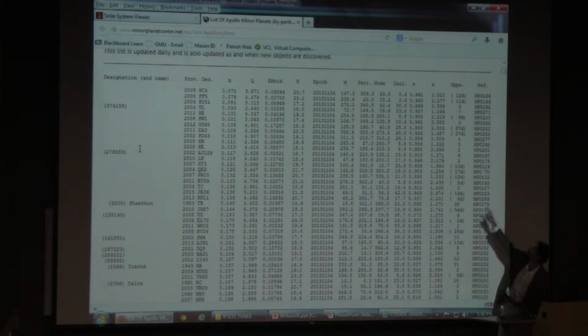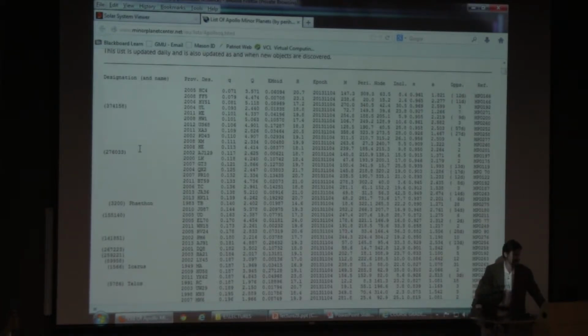Okay, so we have some columns that are kind of easy to read, like A, the semi-major axis right here. You can see numbers that look like 1.8 down to larger numbers, 2.3. Remember, this list is Apollo asteroids, so we're going to tend to be looking at objects that have smaller semi-major axes, because that's going to tend to make them be closer to the sun.